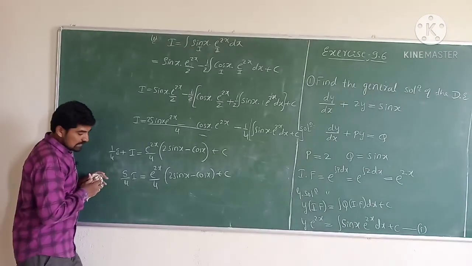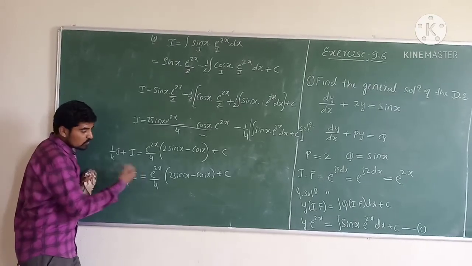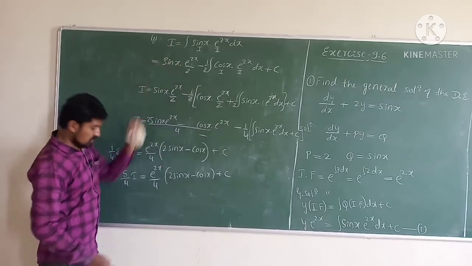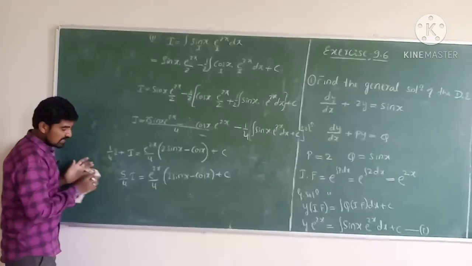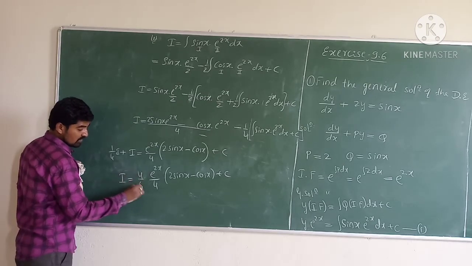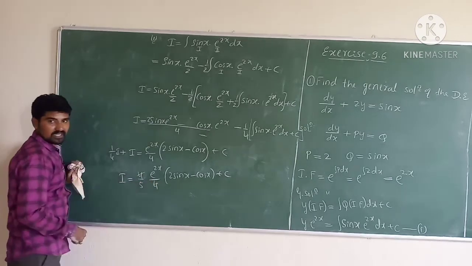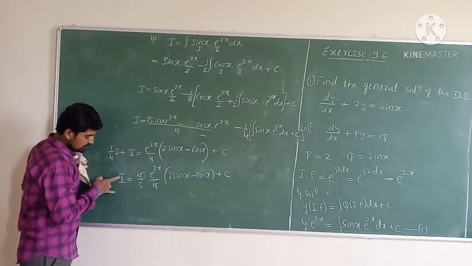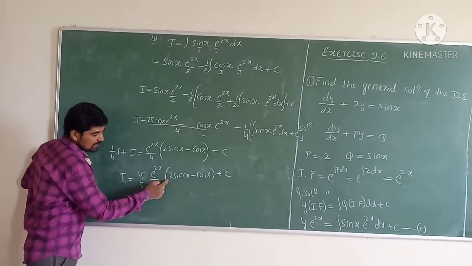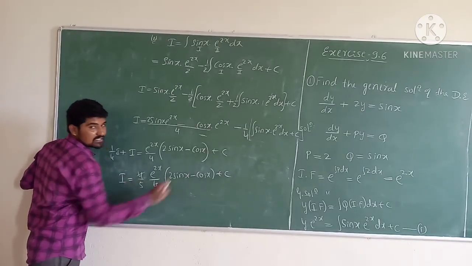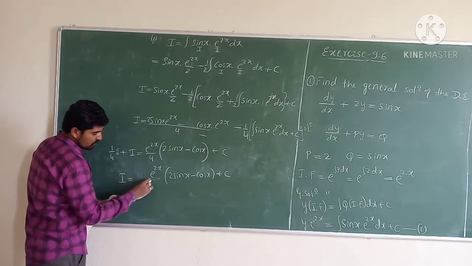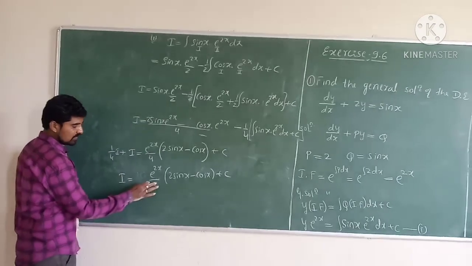Now shift this 5 by 4 towards the right hand side, because we need to find out the value of I. It becomes 4 by 5. Hence the value of I is equal to 4 by 5. 4 and 4 get cancelled. Hence we get the value of I is 1 by 5 into e power 2x into 2 sin x minus cos x plus c. 4 and 4 get cancelled. What is the remaining thing? E power 2x divided by 5.